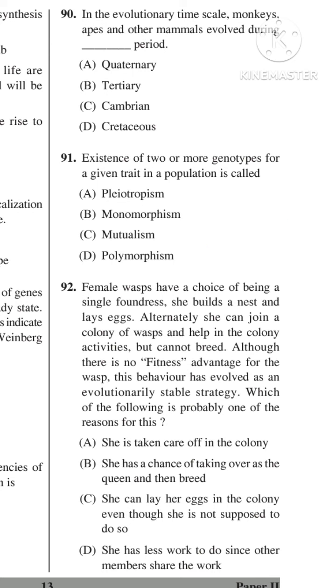Question number 92. The female wasp have a choice of being single foundress. She builds a nest and lays eggs. Alternatively, she can join a colony of wasps and help in the colony activities, but cannot breed. Although there is no fitness advantage for the wasp, this behavior has evolved as an evolutionarily stable strategy. Which of the following is probably one of the reasons for this? So here you have to understand, the female is taking a chance over the queen and then breed.